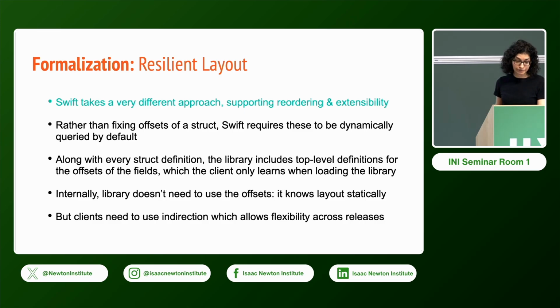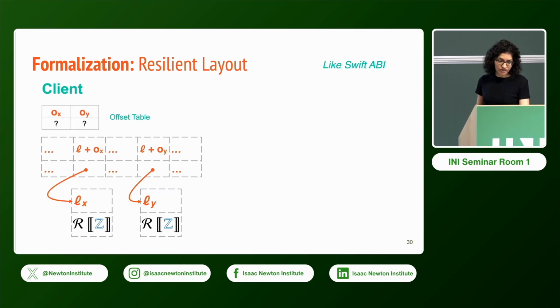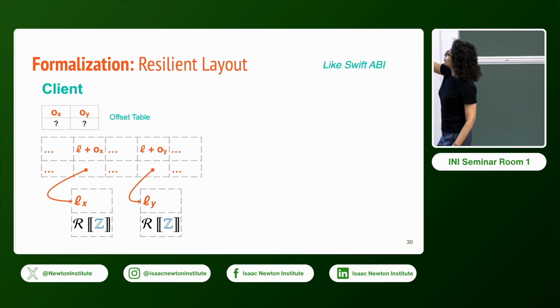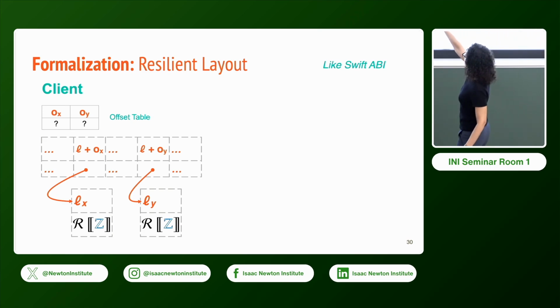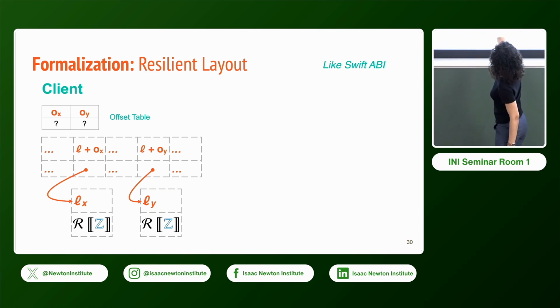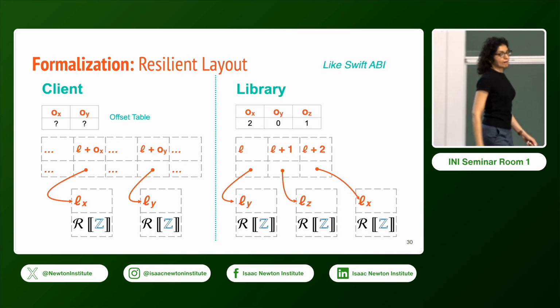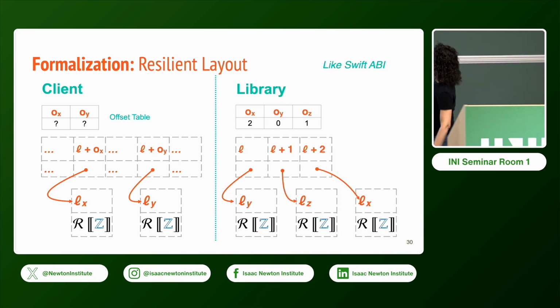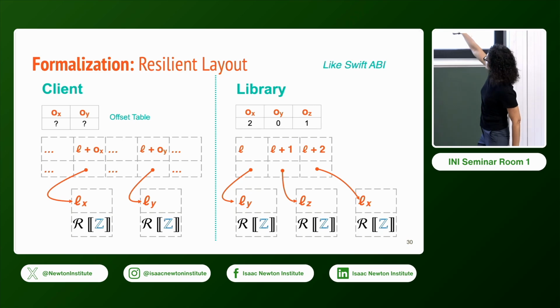The clients use this indirection, reading through the table, which gives them flexibility across releases of the library. So just to show you again what this looks like, a client has to go look things up in the offset table, and once they look up OX and OY, they know where the offset is and they know where to find the references to those fields. From the library's point of view, they know exactly statically what the offsets are.